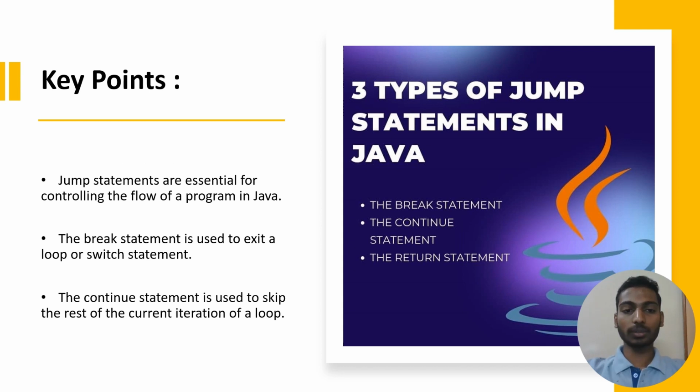Key points are: jump statements are essential for controlling the flow of a program in Java. The break statement is used to exit a loop or switch statement. The continue statement is used to skip the rest of the current iteration of a loop.